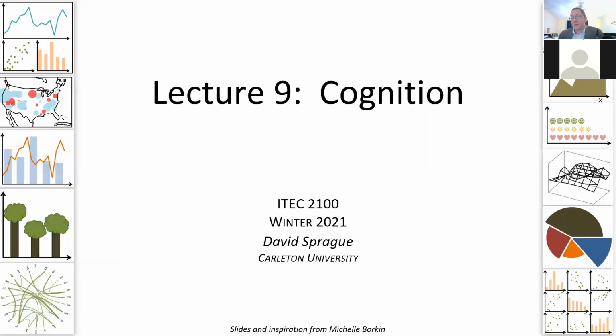Here's what we're doing next time around. We're going to be looking at cognition, how we actually detect patterns, and how we control attention. We do have one more lecture on the psych part of this course before we go right back into visualization stuff.